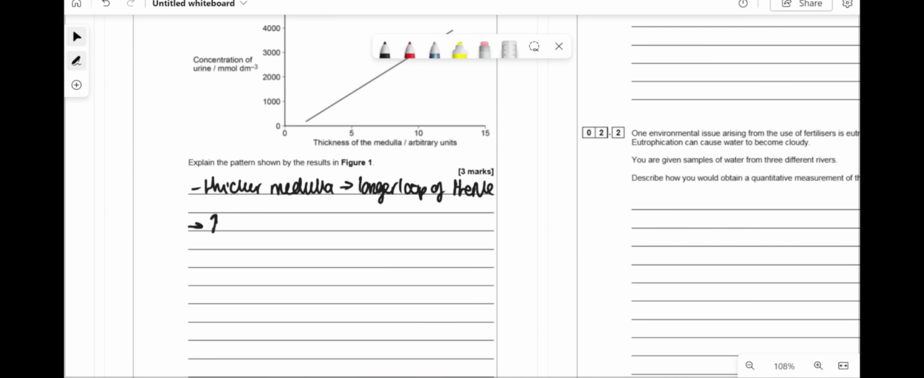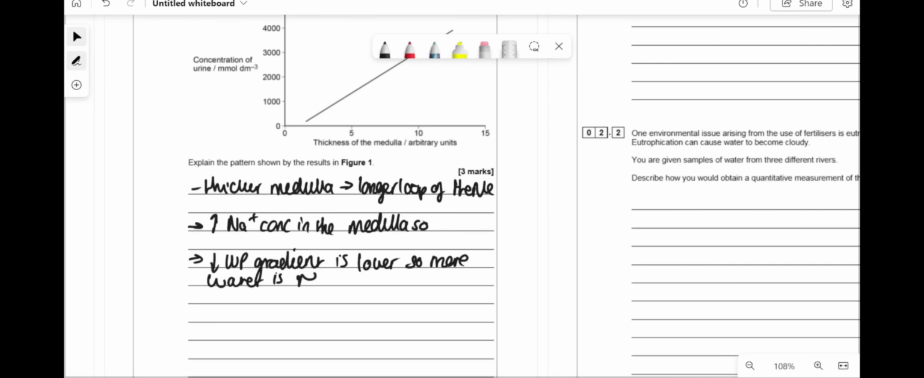So therefore, there's an increased sodium ion concentration in the medulla. So the water potential gradient is lower. So more water is reabsorbed by osmosis from the loop of Henle and collecting ducts.